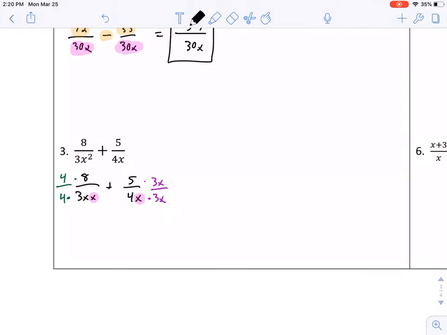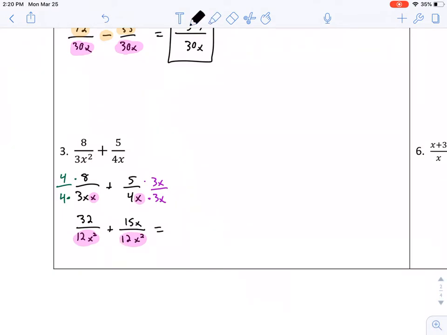So now you get 4 times 8, which is 32. 4 times 3 is 12, x times x is x squared, plus 5 times 3x is 15x, over 4x times 3x, 12x squared. You look again.